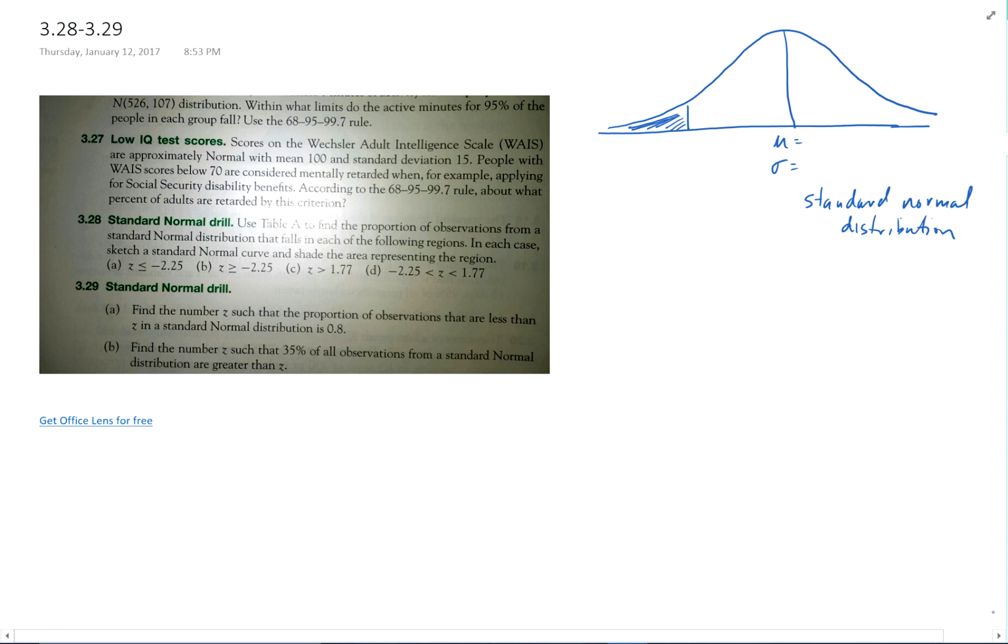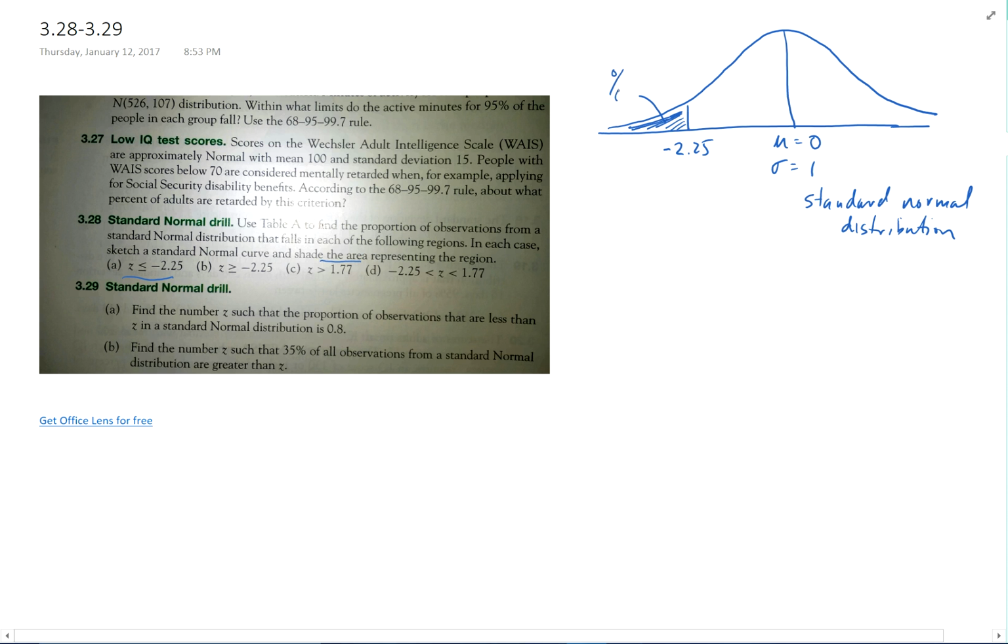Okay, on 328, we're doing a standard normal drill, so we're using the standard normal distribution. The standard normal distribution is the normal distribution where the mean is 0 and the standard deviation is 1. And so we want to calculate the area, to sketch the normal curve and shade the area that represents this region. When z in particular is negative 2.25, we want to figure out what proportion of observations is below, less than or equal to negative 2.25.